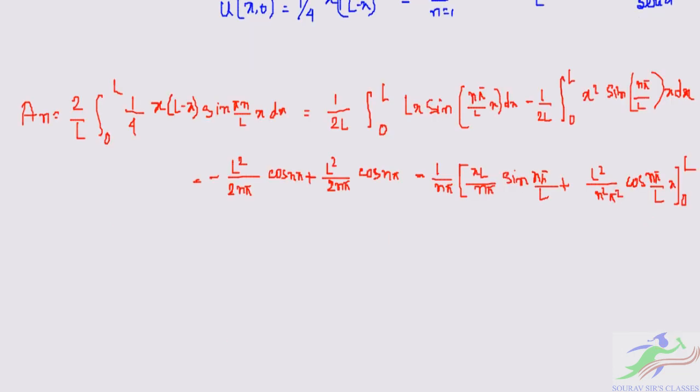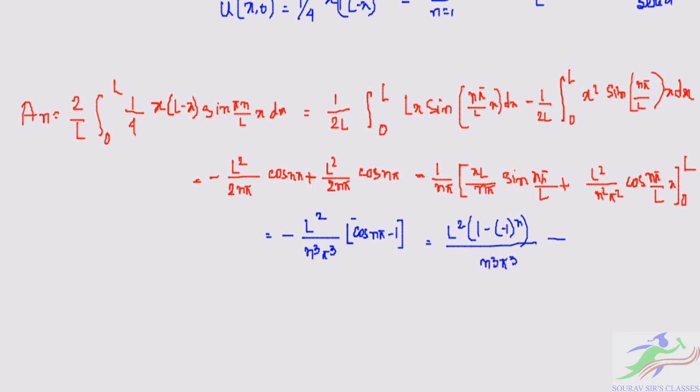Then if we solve this, it will be equal to minus l square by n cube pi cube, cos of n pi minus 1. If we simplify this expression, it becomes l cube by n cube pi cube times 1 minus minus 1 to the power n. So that is equation 4.